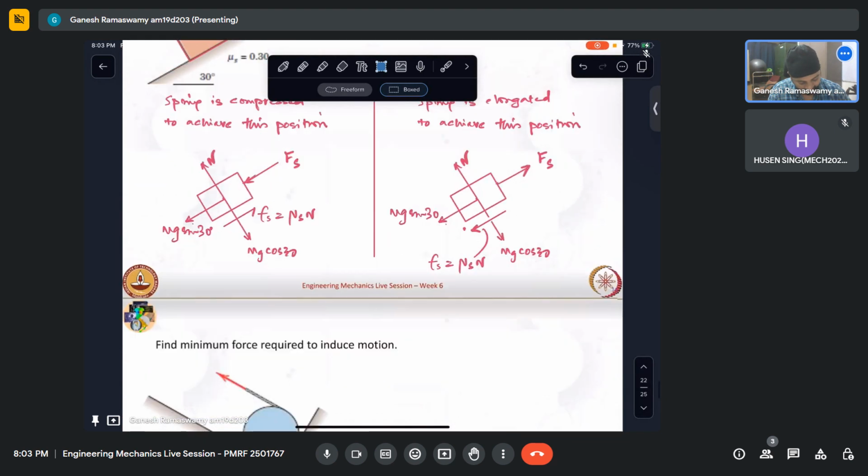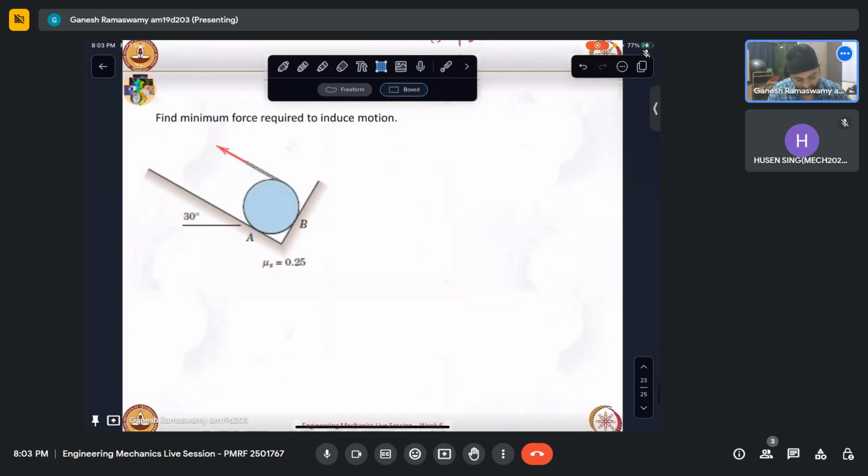Okay, let me do this as the last one. I need to find the minimum force required to induce motion. Now I have a disk like that, which has contacts at point A, point B, and point A, and it is applied with a force like that. How do we find out what induces motion? We first draw the free body diagram. I take this N A and I take this to be N B.